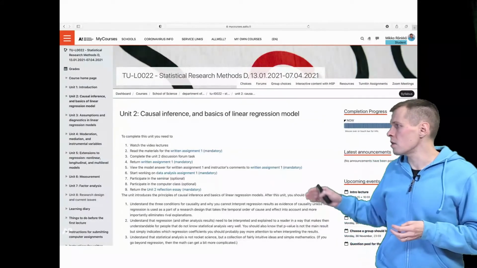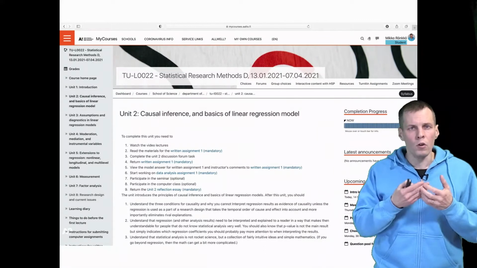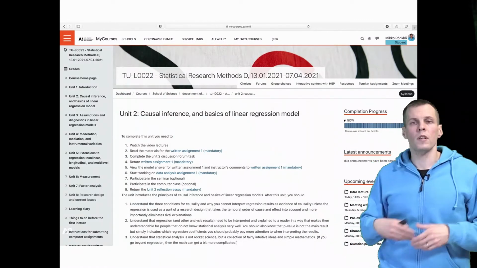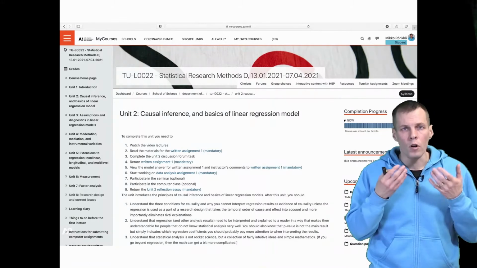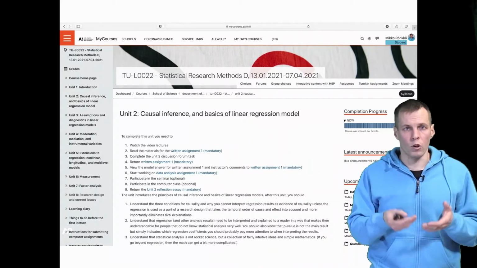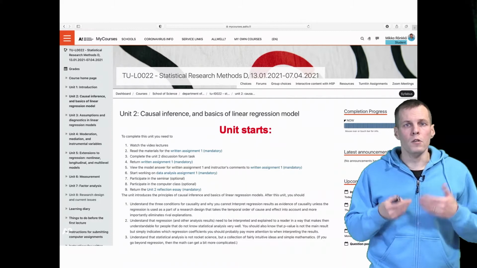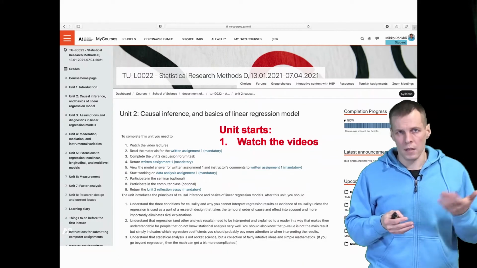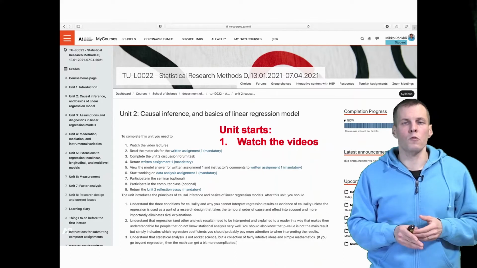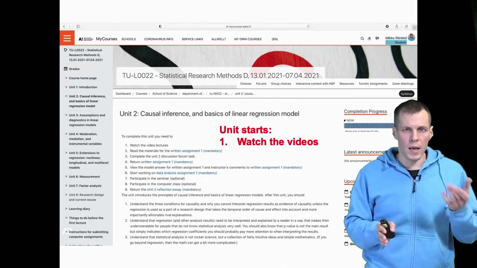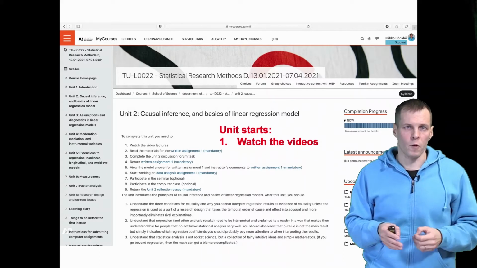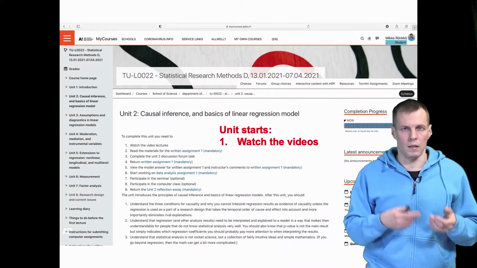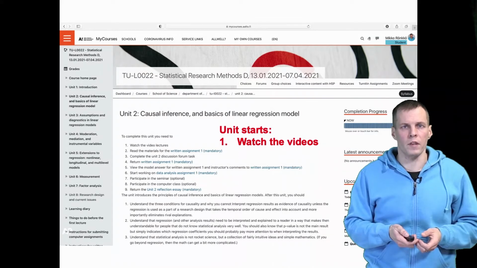So this is unit number 2, and a unit always has some learning objectives stated here. A unit has materials and you work on the materials in a certain order. Typically you start by watching the videos. There might be 10 videos, 20 videos, typically something between that, maybe 1, 2, 3 hours of content. Some videos are longer than others, some are more complicated than others. So you start by watching the videos.